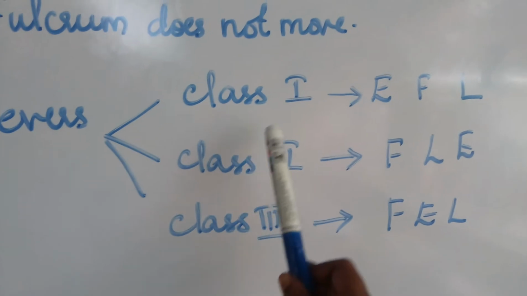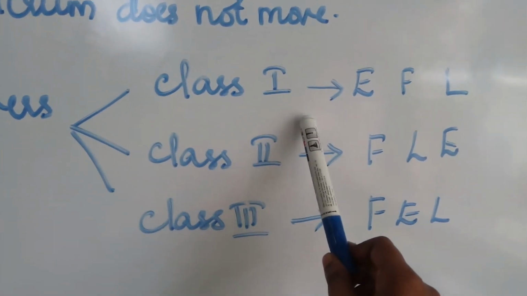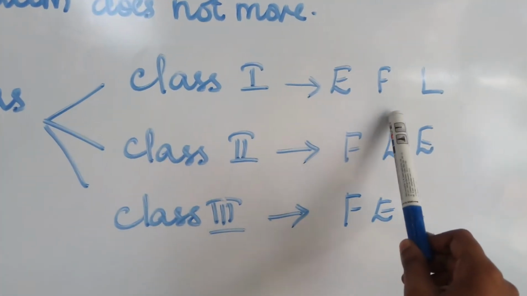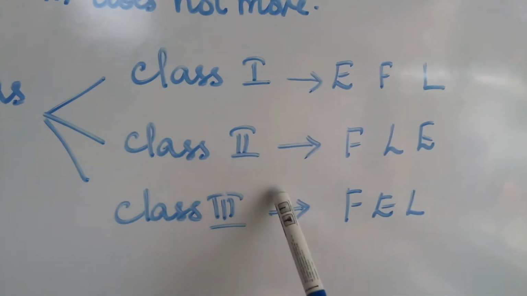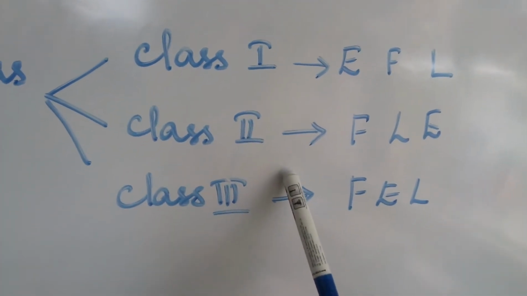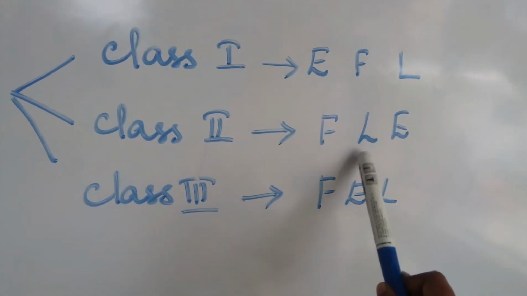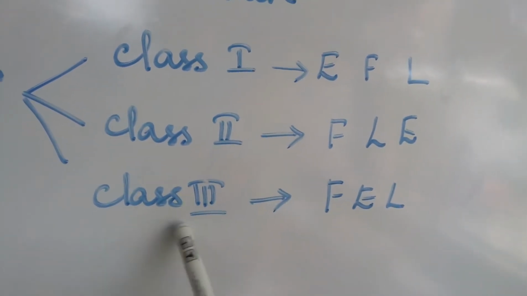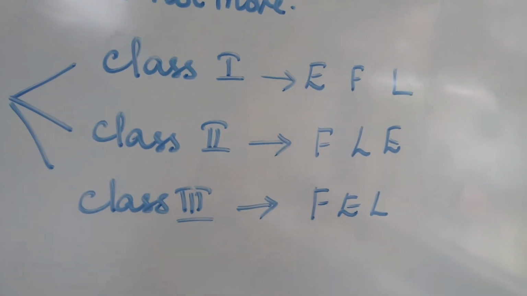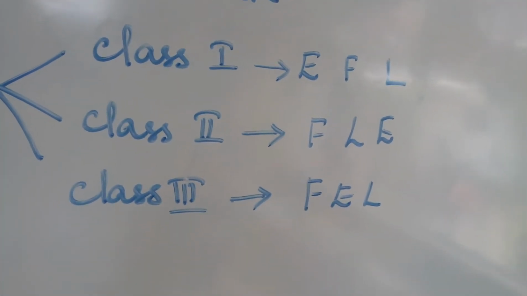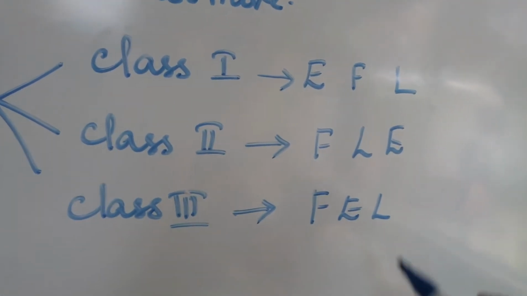Then, based on the position of effort, fulcrum and the load, levers are classified into class 1 lever, class 2 lever and class 3 lever. In class 1 lever, fulcrum comes in the middle. In the class 2 lever, load comes in the middle. And in the case of class 3 lever, effort comes in the middle.